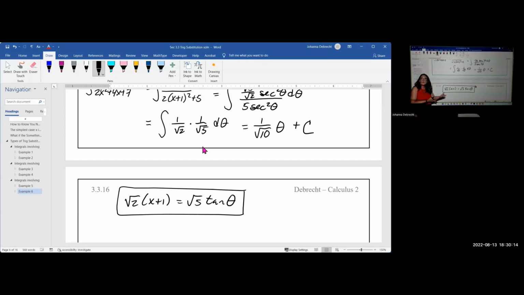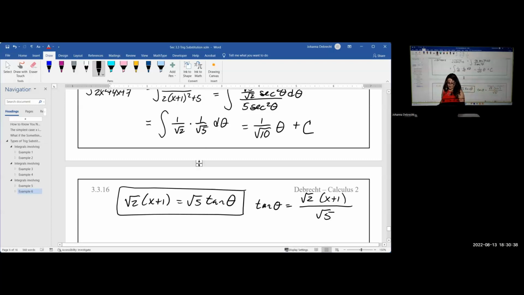And now we need to go backwards. We need to use this again, solve for the trig function, which is tangent of theta. So tangent of theta is equal to radical 2 times x plus 1, all divided by radical 5. So theta must be the angle whose tangent is this expression right here. And that's all we need to finish our problem.